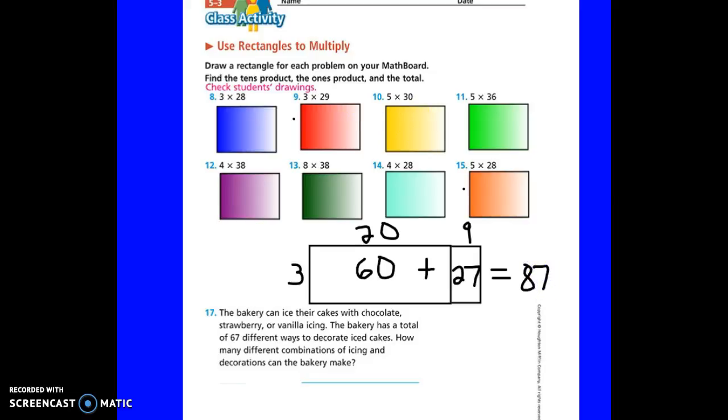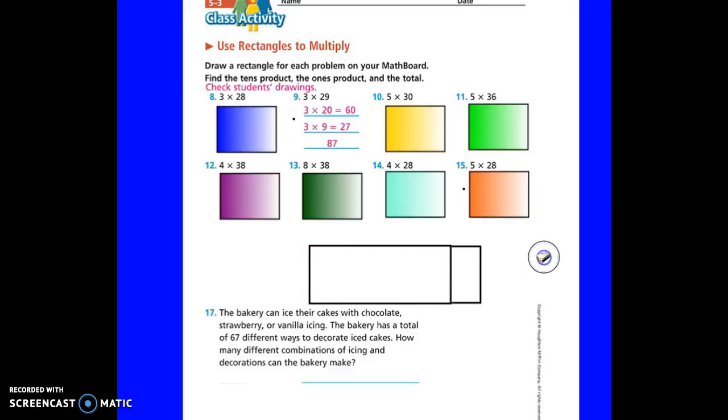All right, let's go ahead and check and see if we're correct. We've got 3 times 20 equals 60. Yep. 3 times 9 equals 27, and when I add them together, we got 87. All right, good. Let me erase that, and let's try another one. We'll go ahead and do one where you help figure out the total answer here at the end. All right, let's do this one here.